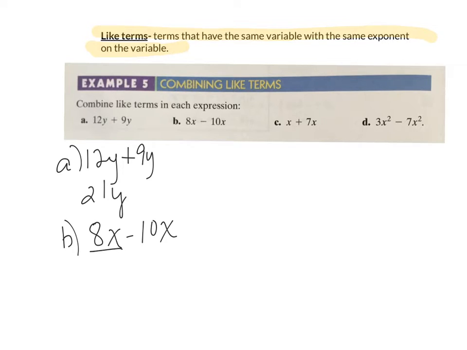So I have two terms here. 8x minus 10x is negative 2x. 8 minus 10, those signs are different, so you subtract and take the sign of the larger number.